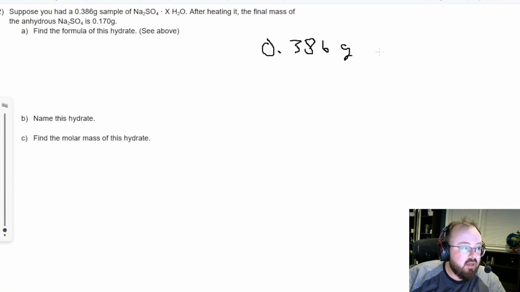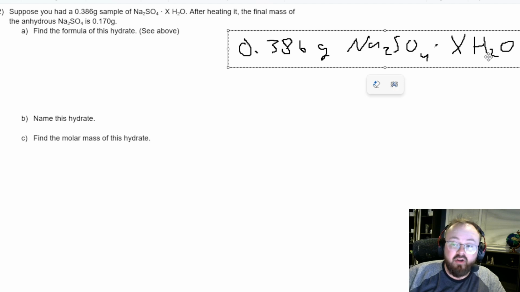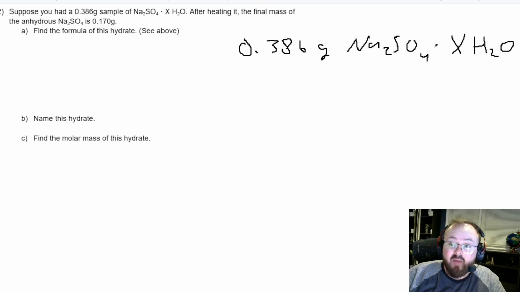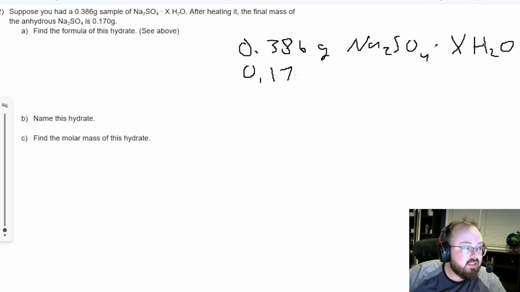0.386 grams of sodium sulfate·x H2O. And what we do, I just ran out of space. What we're going to do is take that and heat it up and evaporate the water. And after we've evaporated the water, because there's less water, the mass will decrease. That water has a mass, becomes a gas that flies away, and my mass decreases. And I end up with 0.170 grams of just Na2SO4.